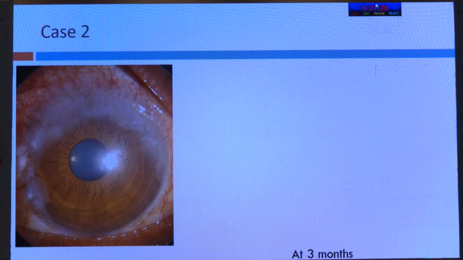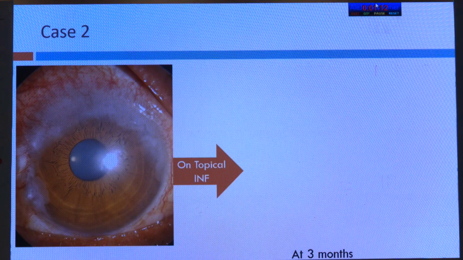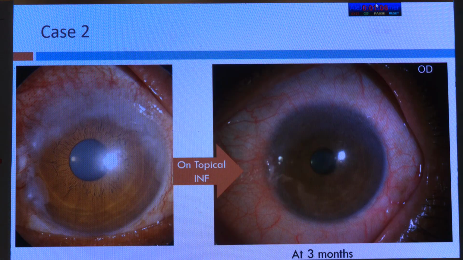So now this is a second case. This was a patient with 9 clock hours of tumor, not as extensive as the last one, but this patient was also HIV positive. In these patients, again, surgery is not what you want to do. We gave the patient injections, and we gave only topical interferon because we wanted to be least invasive in these patients. And this is how the patient looks at 3 months.